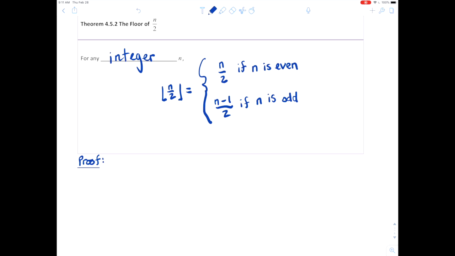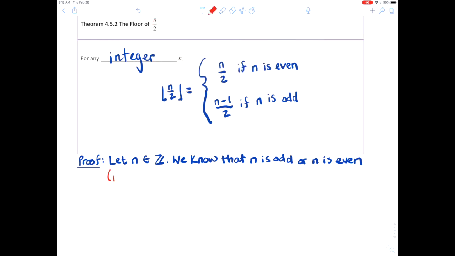Well, what do we need? We definitely need an n, don't we? So why don't we let n belong to the integers, because that's what was given in the theorem. Well, what do we know about integers? That there's something, that parity property, remember? We know that n is odd or n is even by that parity property that we proved last time.